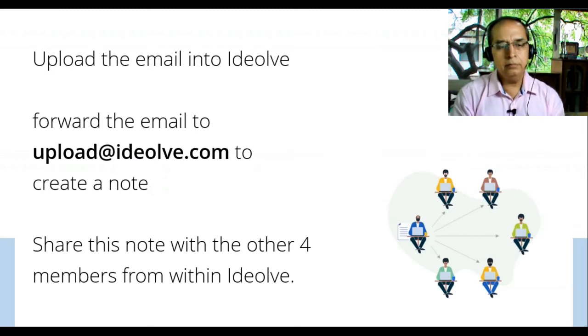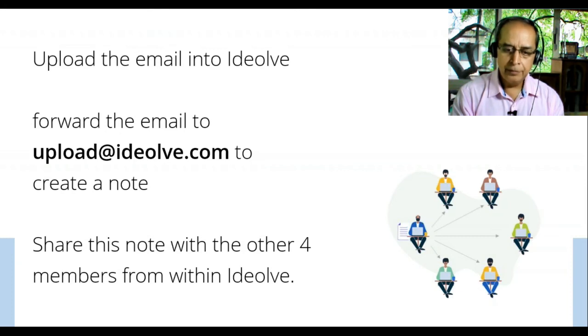So what's the method here? The originator of the document, who's dealing with the vendor, will upload the email which he's received from the vendor into Ideolf, which is a very simple procedure. He just forwards the email to upload@ideolf.com. Now this mail becomes a note with the attachments and all the stuff around it, and this user now logs into Ideolf and simply shares this note with the other 4 or 5 members of the group or the team.